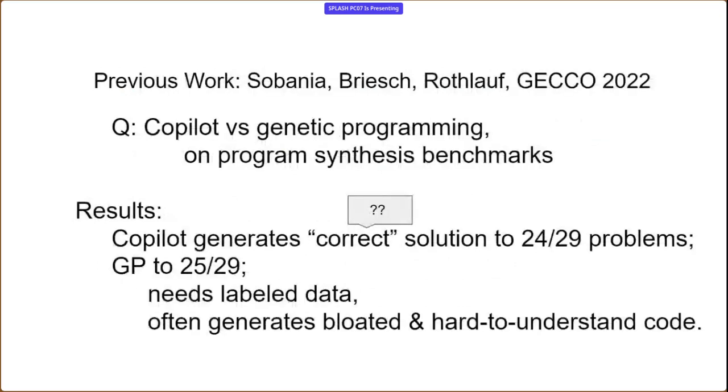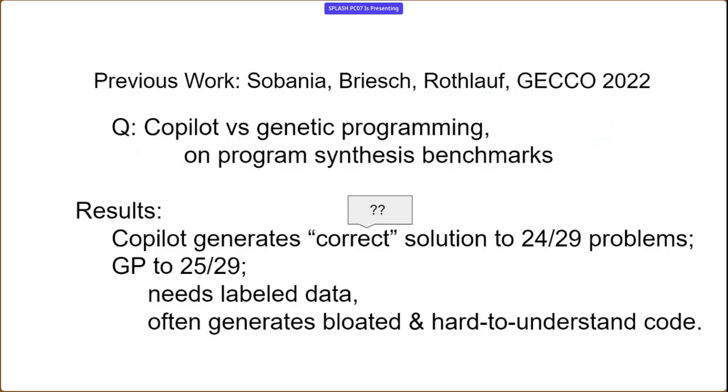And there's been other work this year, Copilot versus genetic programming on program synthesis benchmarks. Again, what does correct mean, right? So I went and looked at the paper where the program synthesis benchmarks were proposed, and as far as I can tell, for the program synthesis, they have training data and they have test data, and so correct means that it passes on test data. So Copilot generated the correct solution on 24 of the 29 benchmarks that they did, and genetic programming 25. So they're like, yeah, pretty close.